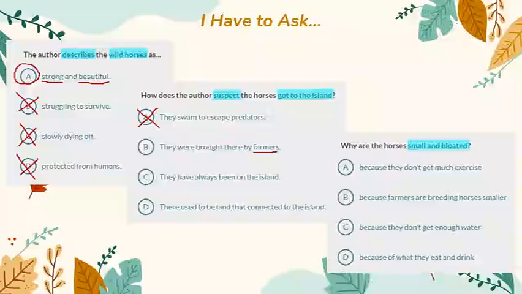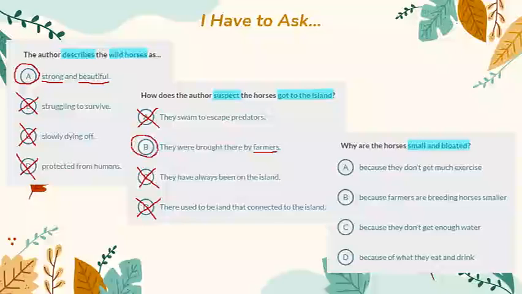C, they've always been on the island. Well, no, it said for 300 years, so that's not always. And D, there used to be land that connected to the island. No, it's talked about it being a barrier island, it didn't really mention when it hadn't been. So it's definitely B, they were brought there by the farmers. Remember, they did not want to pay those taxes.